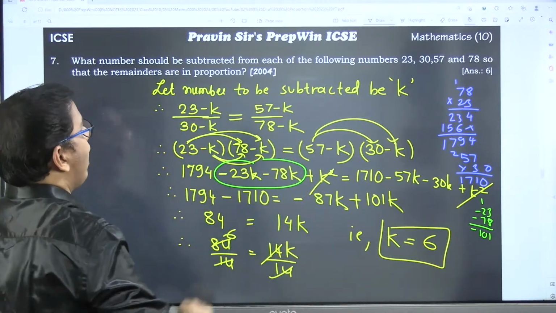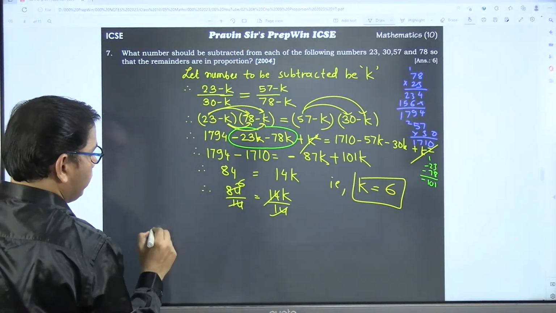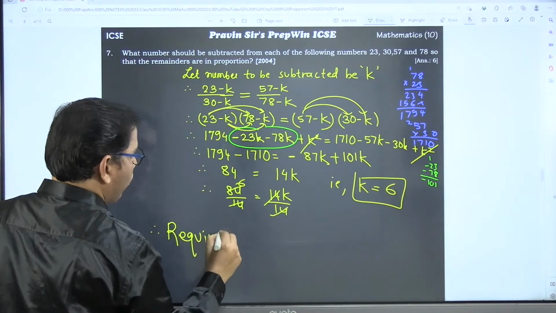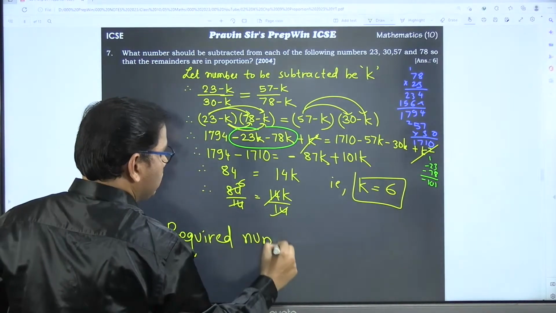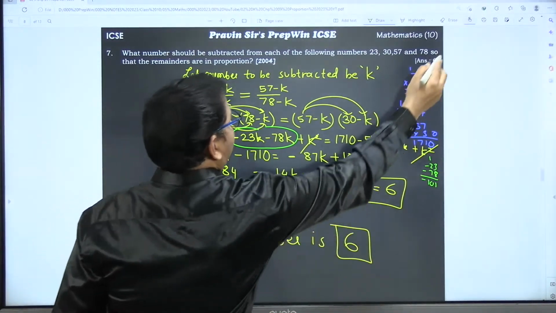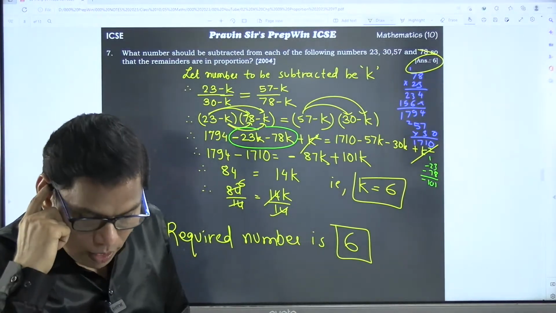Okay. But I have to get what? What do I want? I want number to be subtracted. Therefore, I'll write required number. Required number is how much? 6. 6 is my required number. And look here, answer is also given as 6. Are you okay? What do I see?